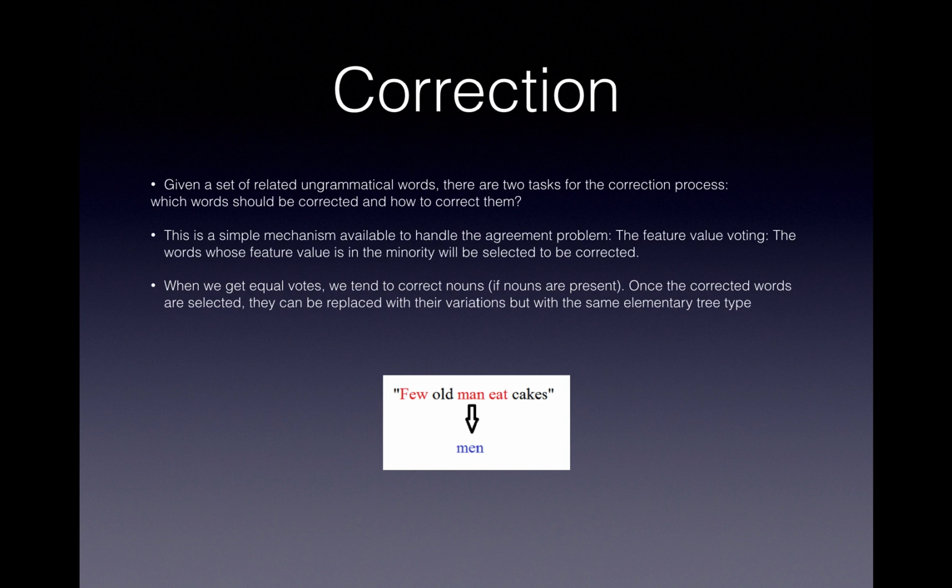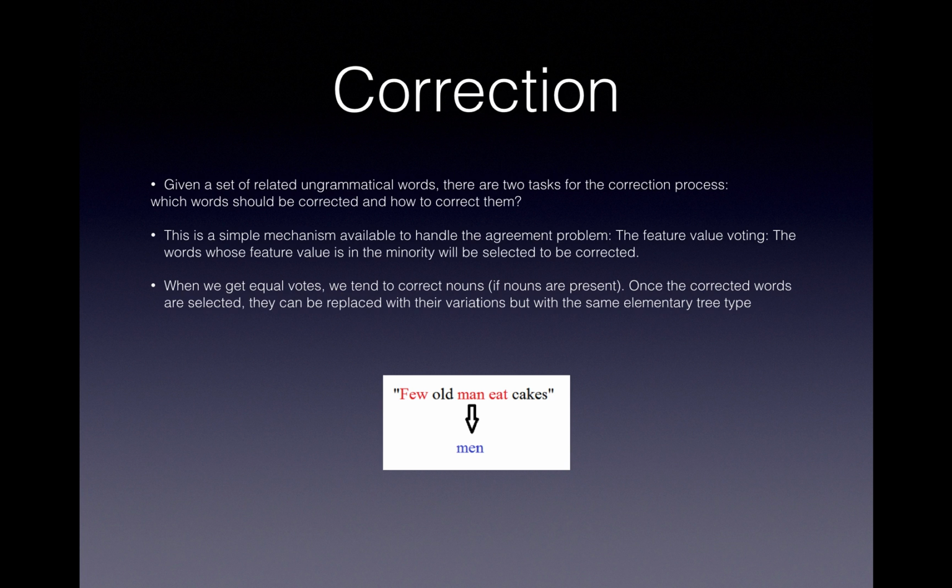Next, we move to corrections. Since we have already finished the detection, correction becomes relatively simple. Once the error types and their corresponding words are detected, it becomes totally possible to correct the errors. We are first given a set of related ungrammatical words. There are 2 tasks for the correction process to happen. We need to understand which words should be corrected and how to correct them.